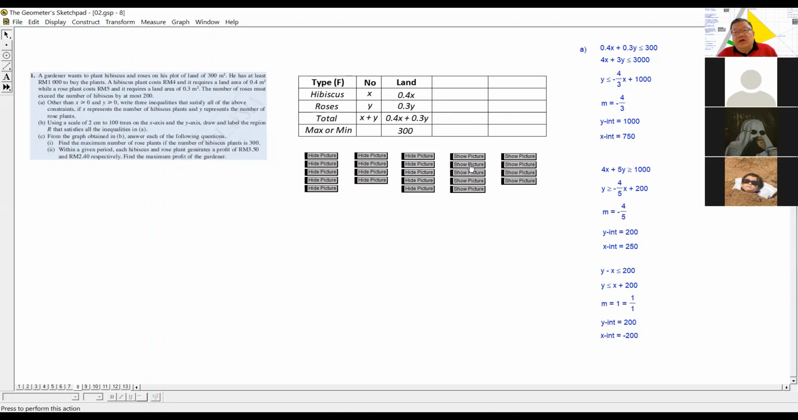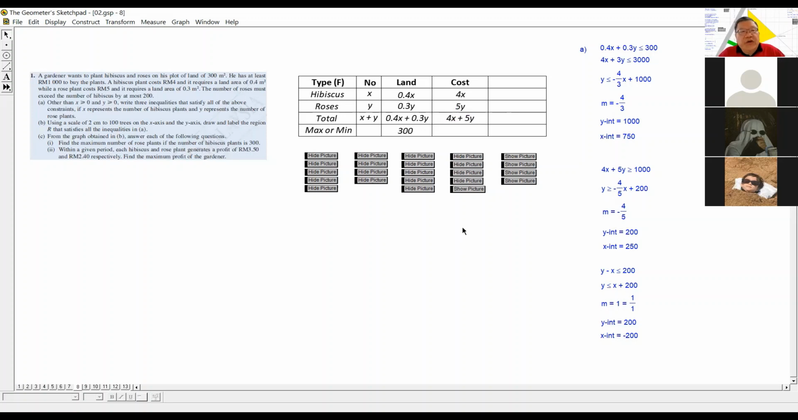The next factor is the cost of the baby plants, the seedlings. For hibiscus, one hibiscus costs 4 ringgit. I have x hibiscus, so it will be 4x ringgit. One rose costs 5 ringgit. I have y roses, so it will be 5y ringgit. The total cost is 4x plus 5y.